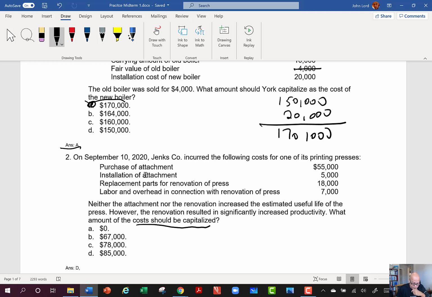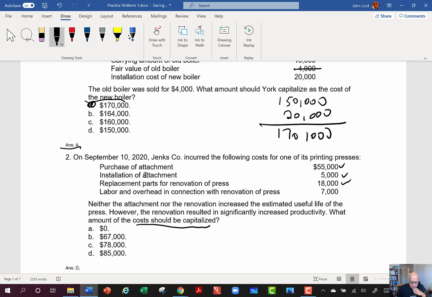And so let's take a look at what we should add to the asset account now for these things that we've bought to renovate this printing press. Okay, so how about the purchase of the equipment? Yeah, right, we're going to purchase the equipment, $55,000. Installation of the attachment. We're going to pick up the installation of this attachment, replacement parts for the renovation. Yeah, okay, we've got to capitalize that.